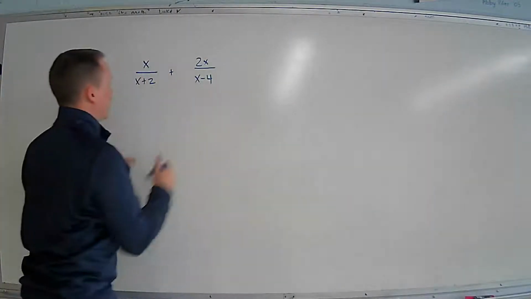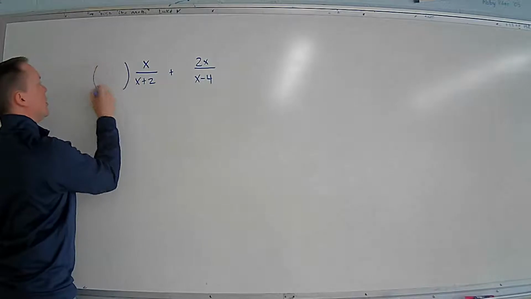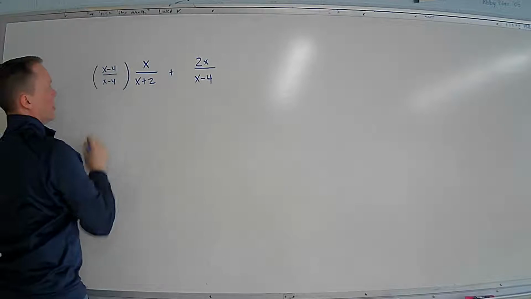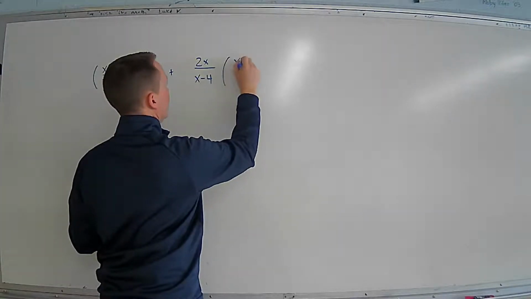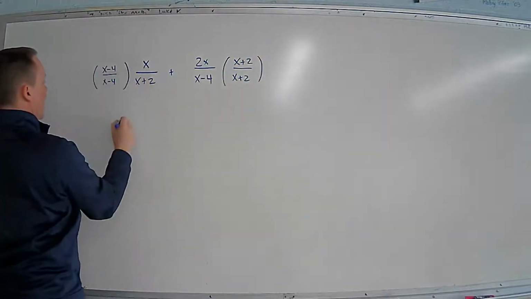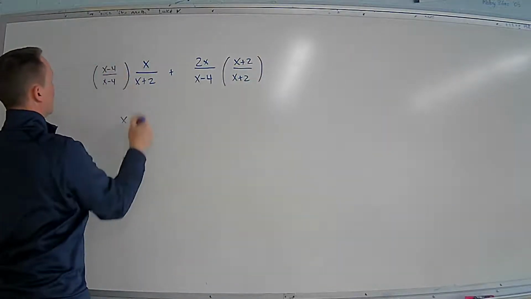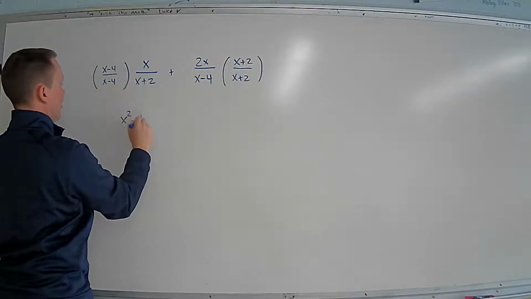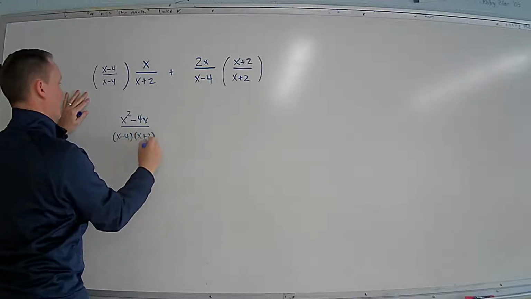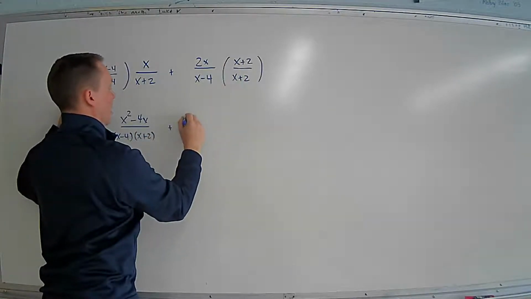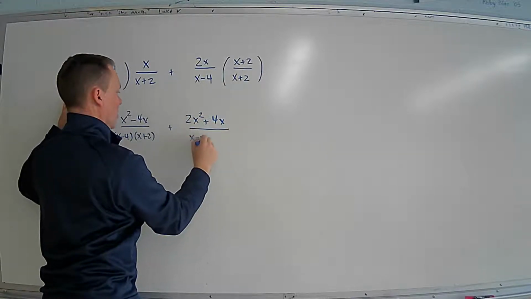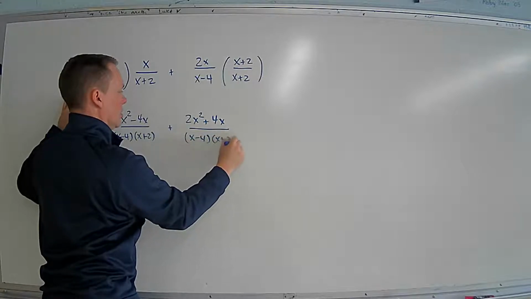If you remember adding fractions, they need a common denominator, right? So this one needs an x minus 4, so I'm going to multiply it by x minus 4 over x minus 4. This one needs an x plus 2 to get a common denominator, so we'll multiply by x plus 2 over x plus 2. Then I'm going to have x squared minus 4x in the numerator, and the denominator is going to be x minus 4, x plus 2. And over here, I'm going to have 2x squared plus 4x over x minus 4, x plus 2.